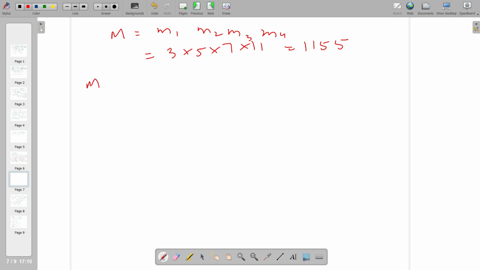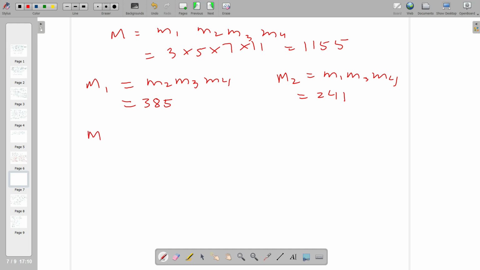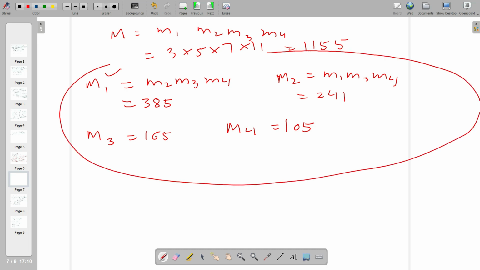Similarly, we can calculate capital M1, which is m2, m3 and m4, and it comes out to be 385. Capital M2, which is m1, m3 and m4, comes out to be 231. M3 comes out to be 165, and M4 comes out to be 105. So now we have capital M, and M1, M2, M3 and M4. Now you can calculate the inverses of M1, M2, M3 and M4 either by trial, or, the best thing for large numbers, using the extended Euclidean algorithm.